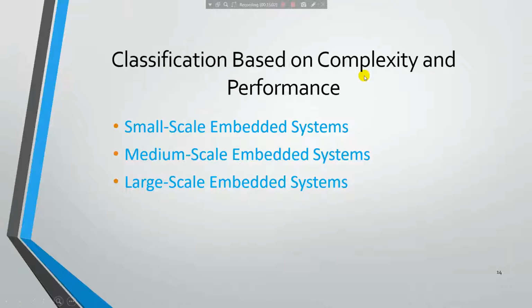Next, classification based on complexity and performance. This is based on small scale embedded systems, medium scale embedded systems, and large scale embedded systems. We will see how these small scale, medium scale, and large scale embedded systems are configured.